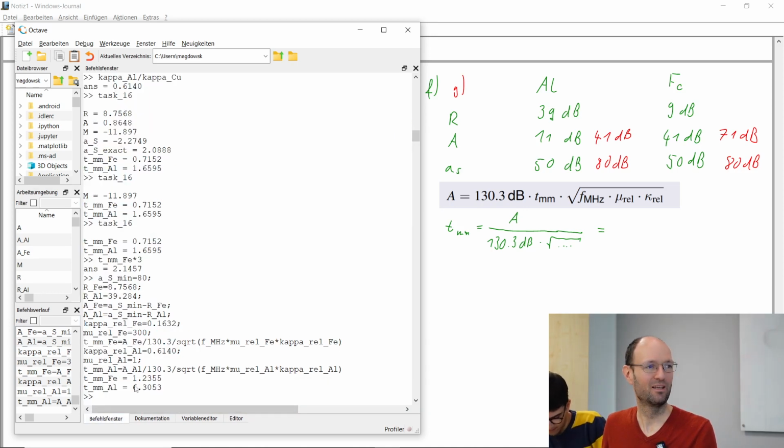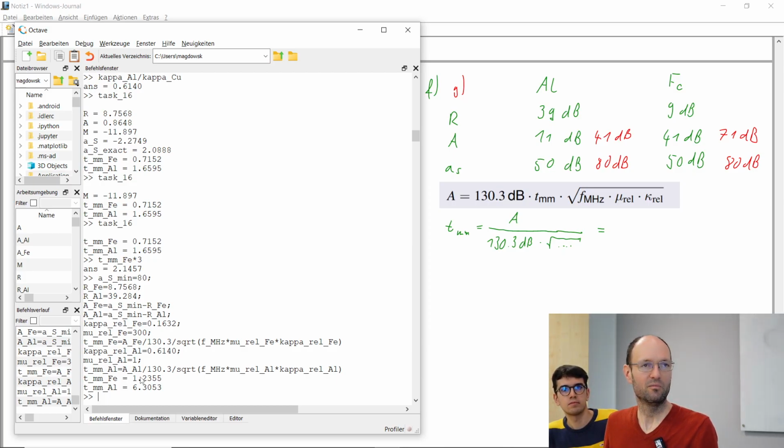Okay, so now we get that, instead of the old values here, so instead of 0.7 millimeters of steel, now we would need 1.2 millimeters of steel. But instead of the 1.6 or 1.7 millimeters of aluminum, we would need to have 6.3 millimeters of aluminum. And so now in this case, the steel would be favorable, the better option. It's thinner and it's even lighter.